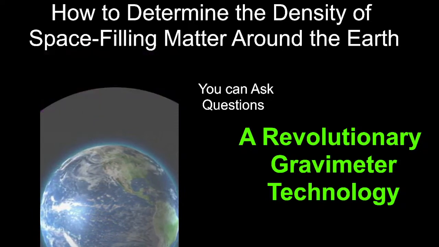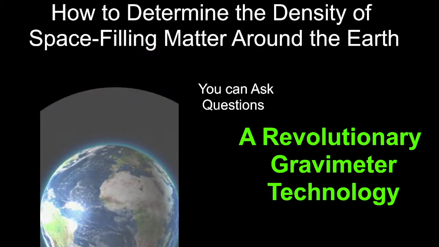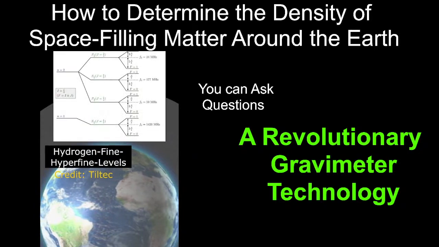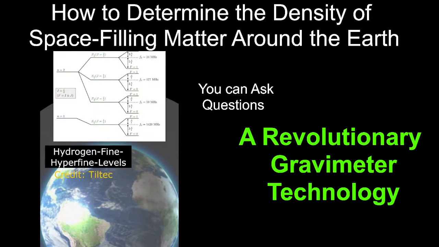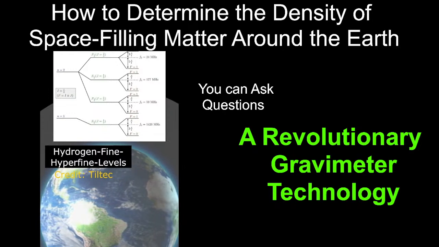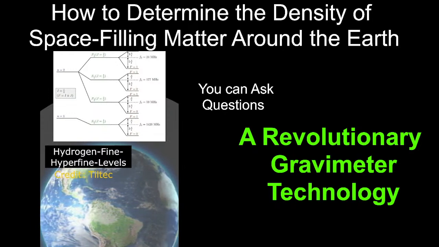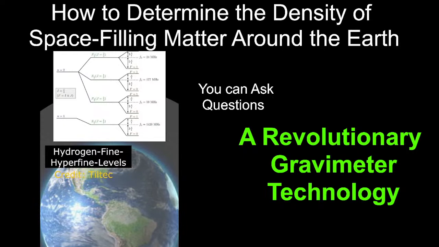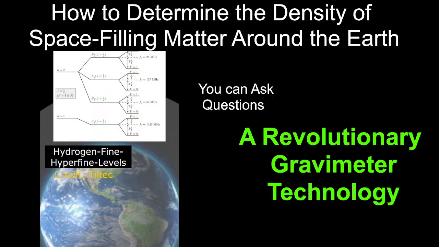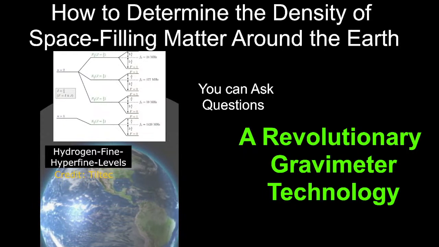This principle can be used to create a space-matter density meter using the fine structure of hydrogen. Hydrogen, as the lightest element, has electrons that are more sensitive to space-matter density than those of other elements. Therefore, the fine structure of hydrogen is useful for developing a space-matter density scale.